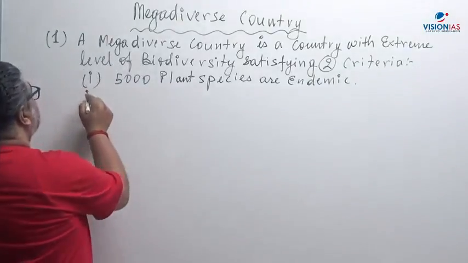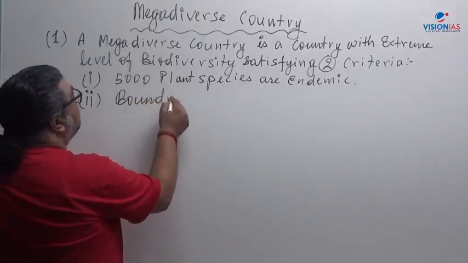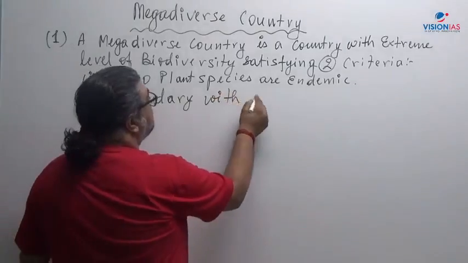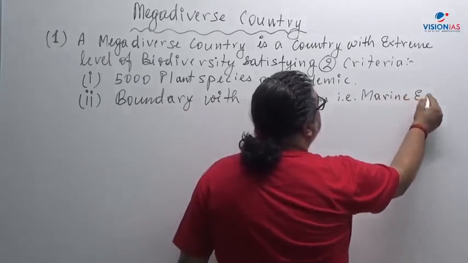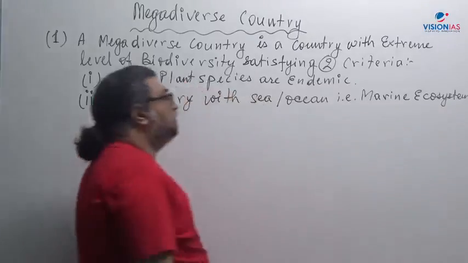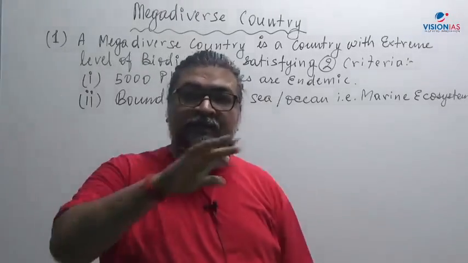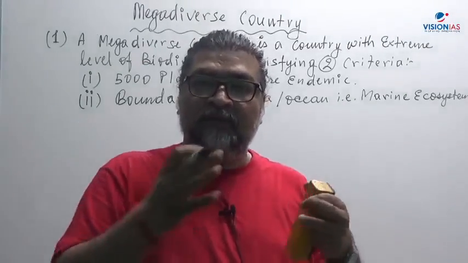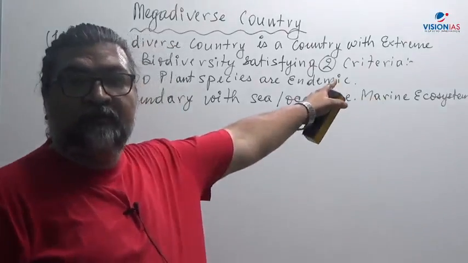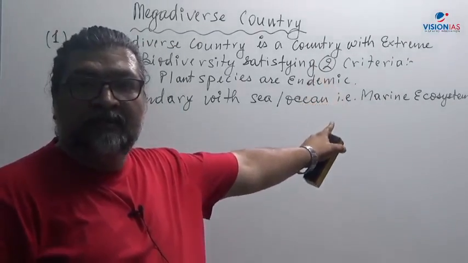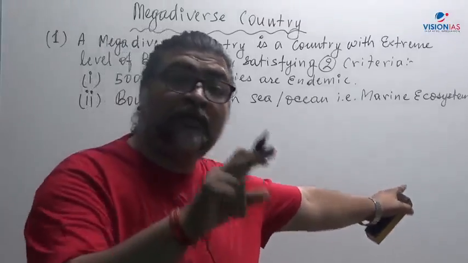And the second criteria that comes here is in terms of marine ecosystem. It has a boundary with sea and ocean. It has a marine ecosystem or part of the boundary with the sea and ocean. What does that mean? There are countries worldwide which are landlocked. Landlocked countries will not be near to sea and ocean, will not have coastal areas, will not have marine ecosystem. So though they may have more than 5,000 plants as the first criteria satisfying there, they may not be bordering a sea and ocean, may not have coastal areas, may not have marine ecosystem. So they will not be qualified to become mega diverse countries.